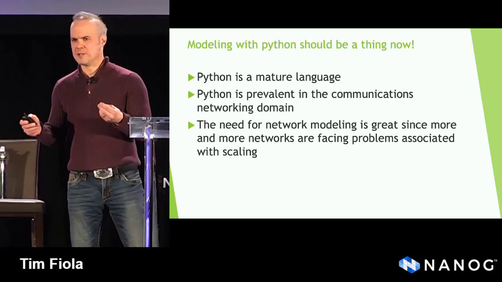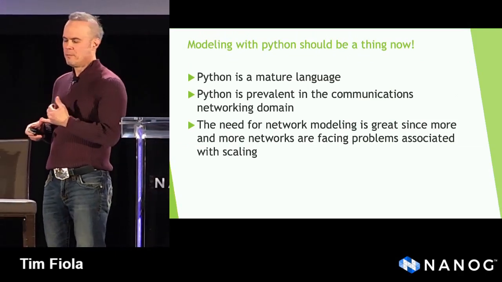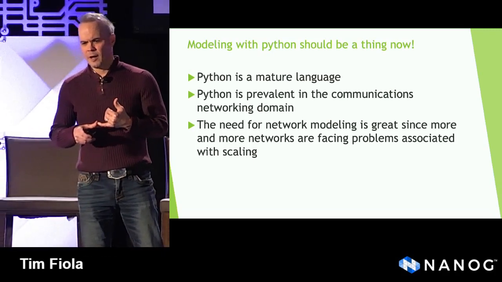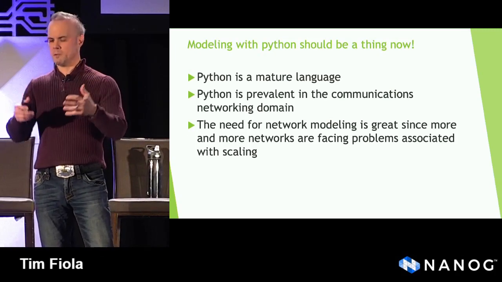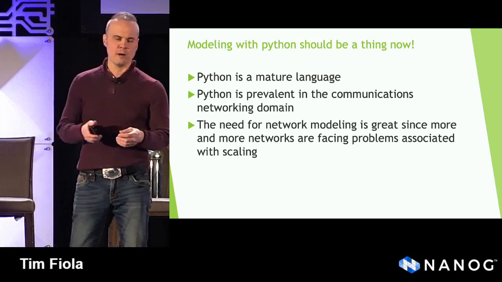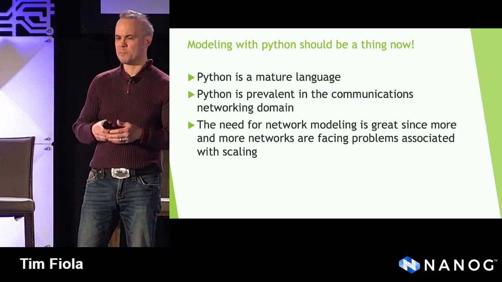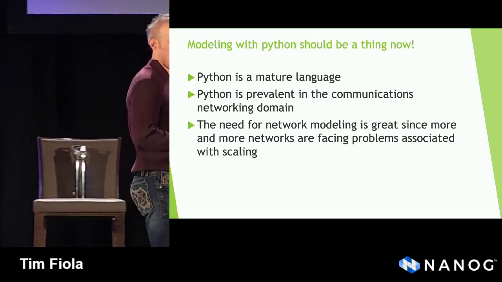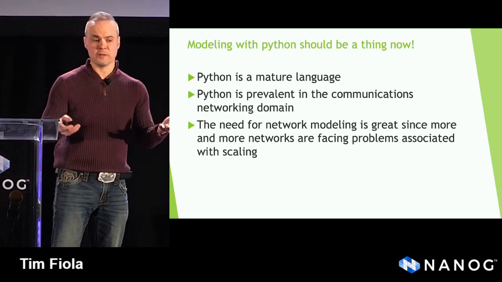So this is the call to action slide. This needs to be a thing now. Python is mature. Python is prevalent in the networking community. The need for modeling is huge right now, because more and more networks are hitting scale constraints, where there's capital budget constraints, there's WAN link constraints, there's people constraints. There's just not enough to keep up with how to grow the WAN. You need to grow it smartly, not just with rules of thumb.